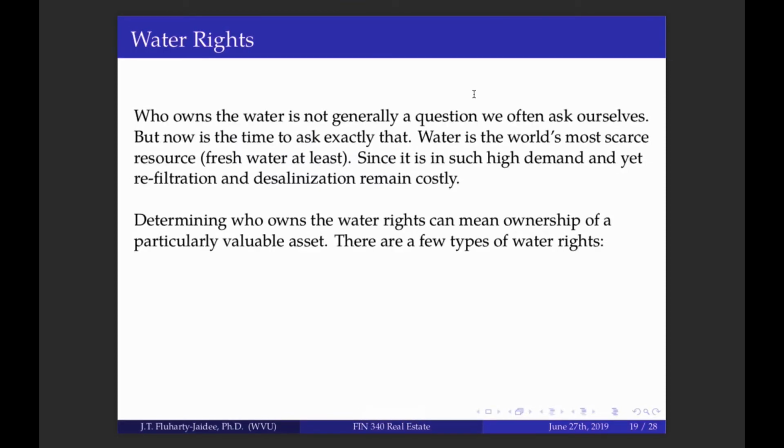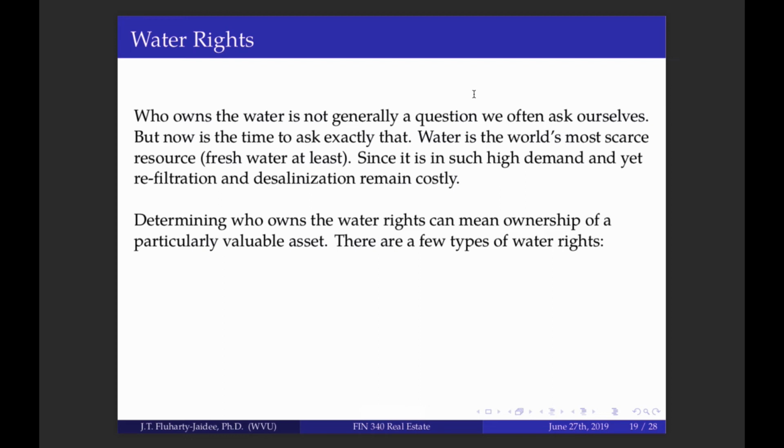Water rights. Okay, we usually don't ask ourselves who owns the water or who has the right to the water, but it is becoming the most scarce resource of freshwater anyway, and there are several hedge funds which are set up simply for the ownership of water, okay? Particularly in the West. And in California, this is a large problem because it is in such high demand, and refiltration and desalination are extremely costly activities. Okay? So determining who owns that water right or acquiring the water right for yourself can make you very wealthy. Or investing in ETFs or hedge funds who are looking to do this can also make you very wealthy with little work on your end.